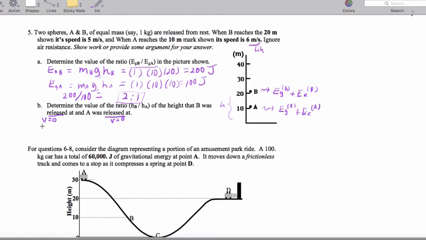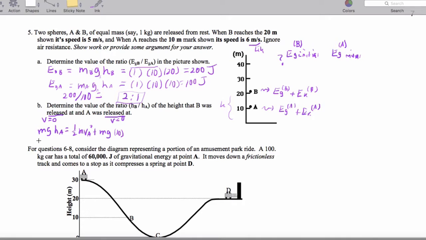So the idea here is we're released from rest at some unknown height. So we've got some initial B energy. And the same is going to be true for A. Same idea, we're going to have some kind of EG for A as well. So let's put all this together. I'm going to have M G H of A equal to 1/2 M V of A squared plus M times G, and A ended up at 10.